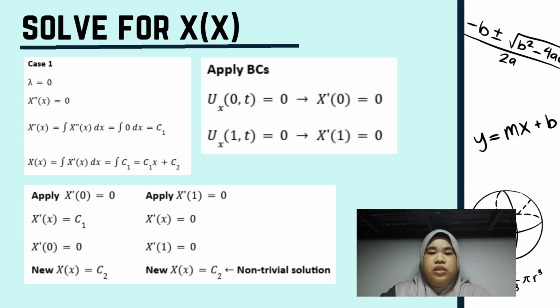After that, we apply the BC, our boundary conditions, which are X prime 0 equal to 0 and X prime 1 equal to 0. With X prime 0 equal to 0, we get a new X(x) equal to c2. After that, we apply the other BC, X prime 1 equal to 0, and we get our new X(x) is c2, which is a non-trivial solution.